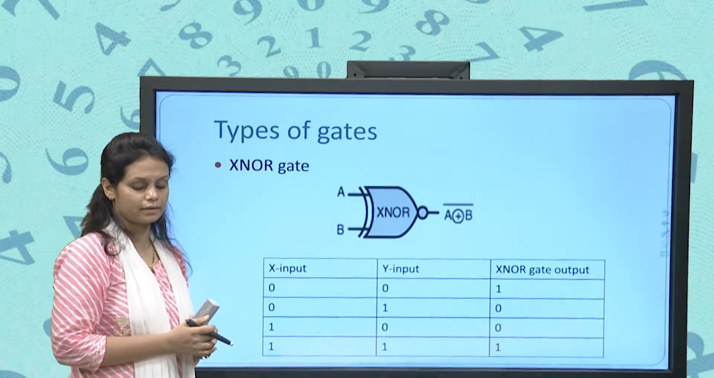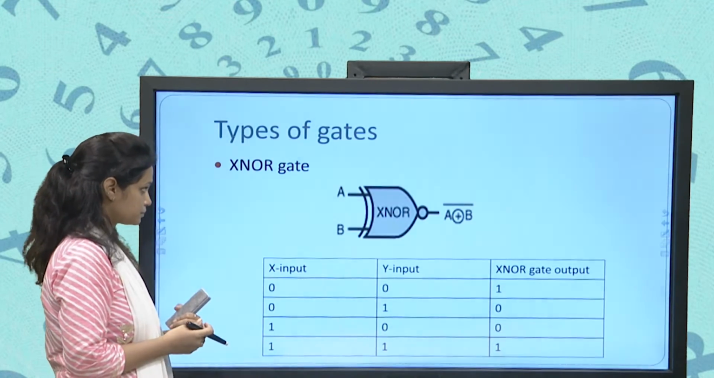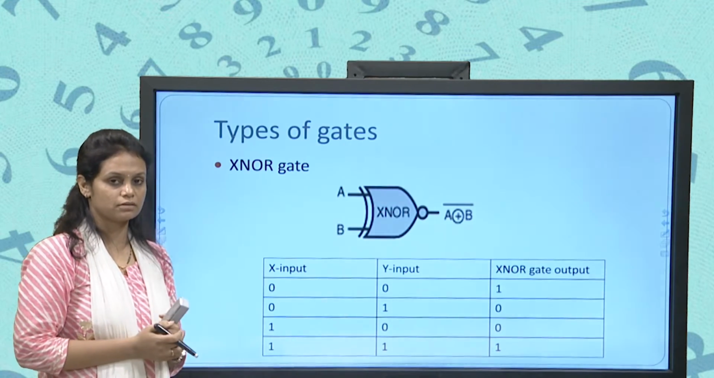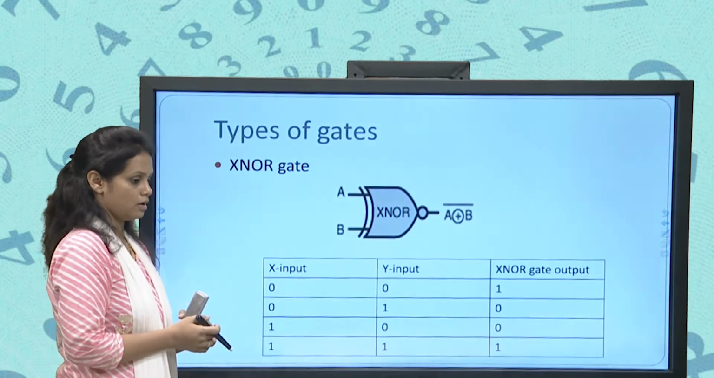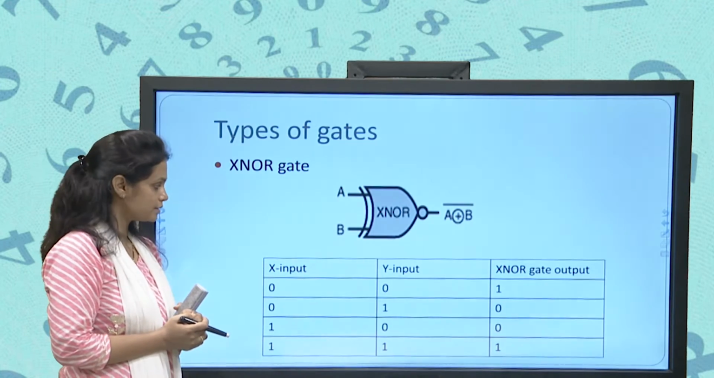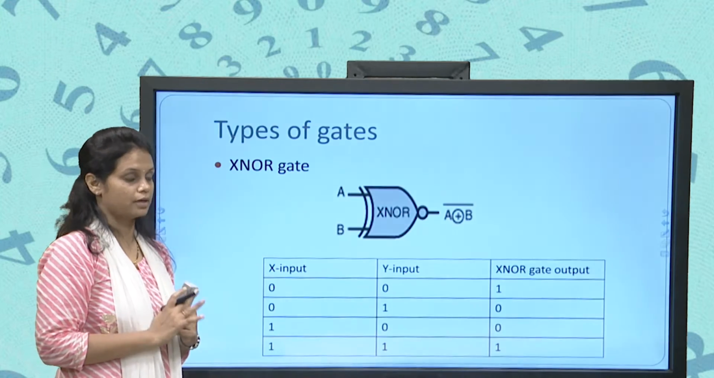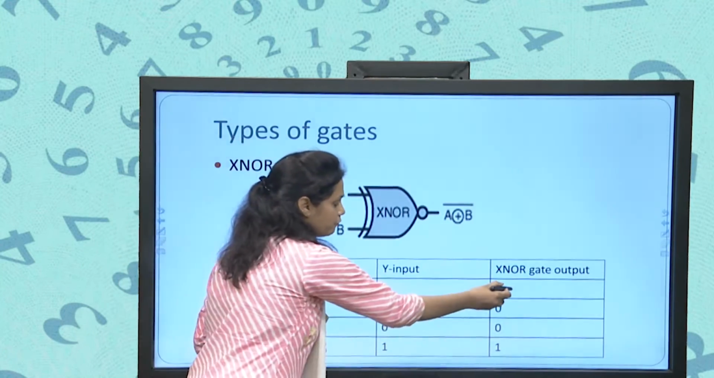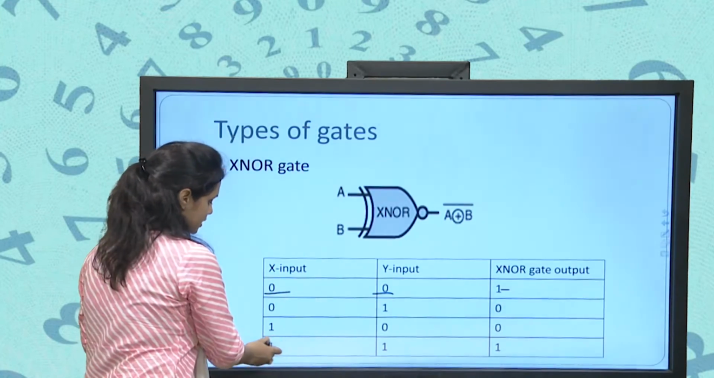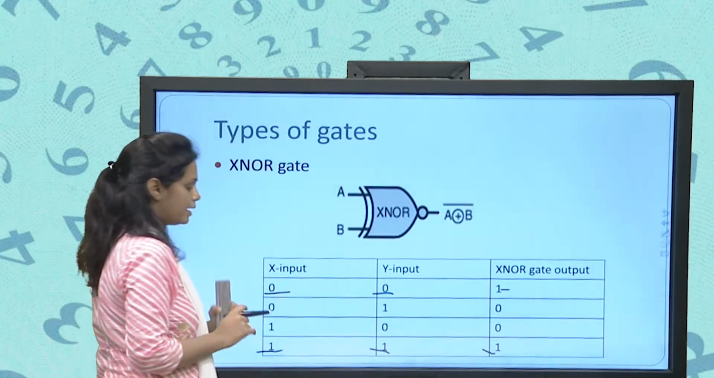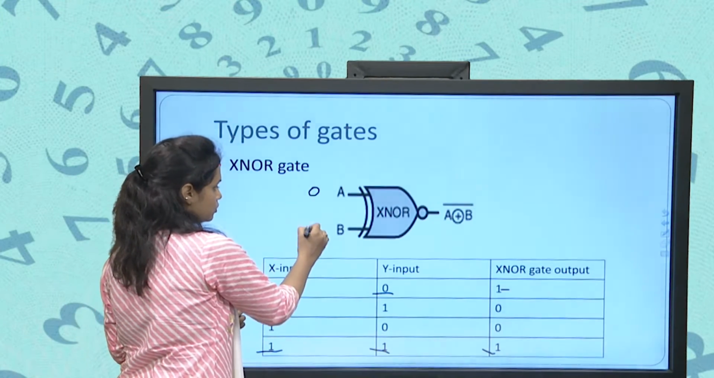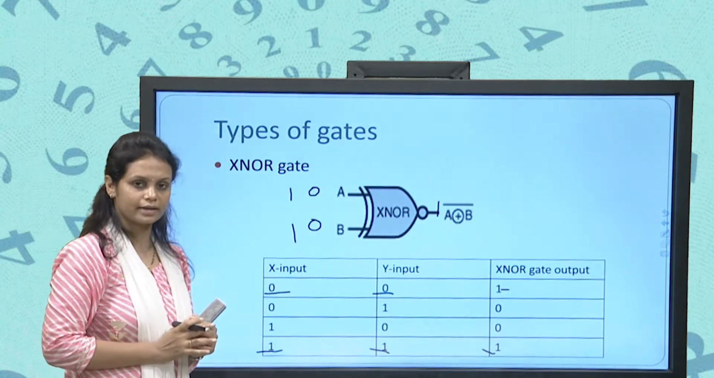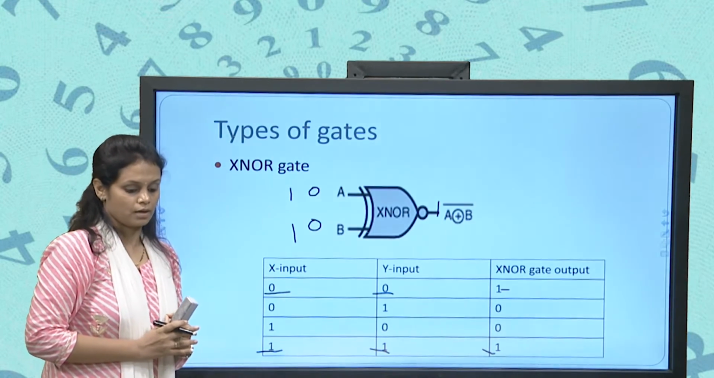This is the XNOR gate. Now what is the XNOR gate? We can say it has the reverse operation of the XOR gate. In the XOR gate, if both inputs are the same, we keep 0. In the XNOR gate, if both inputs are the same, we keep 1, else we keep 0. So if both are 0 we keep 1, if both are 1 then we keep 1, and in all other cases we keep 0.